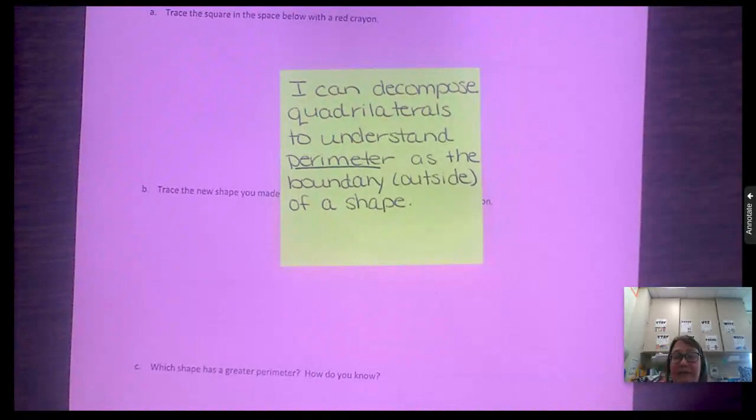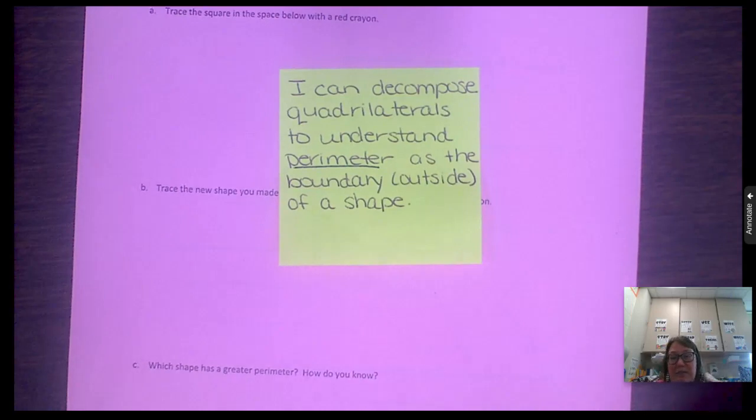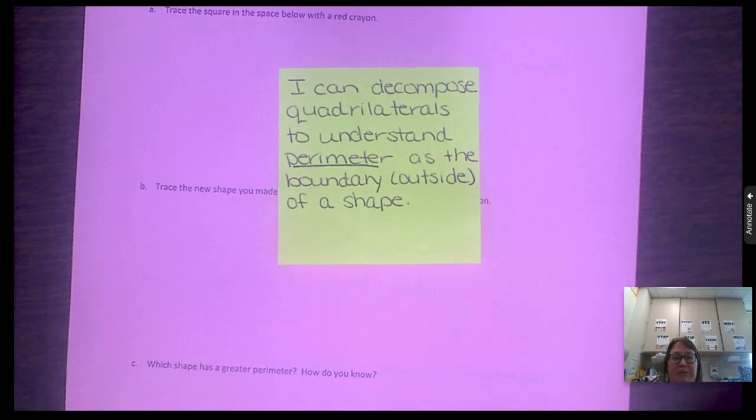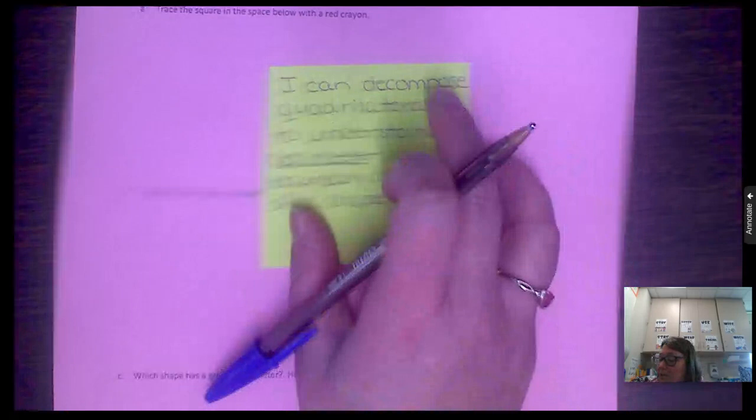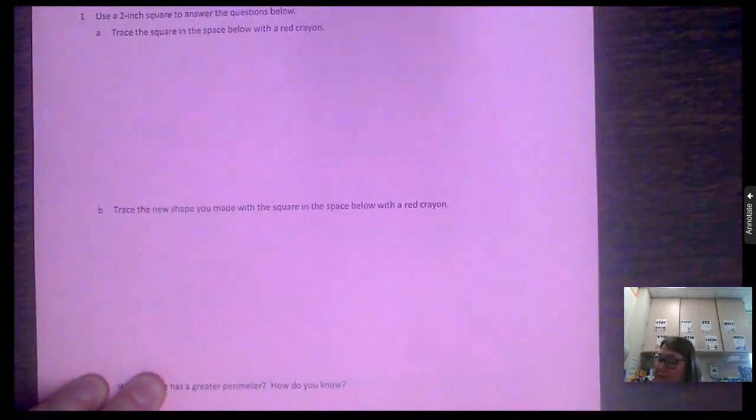When we worked on area not too long ago, area was finding the area of the inside of the shape, which is the opposite of perimeter because perimeter is outside. So we're just going to be doing a couple basic things today to learn about the idea of what perimeter is. Alrighty, so that's today, perimeter.